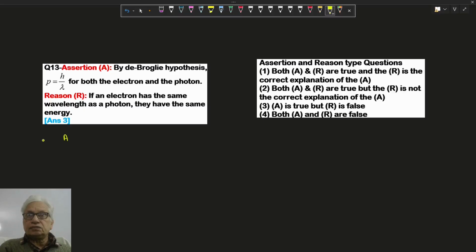Here the assertion: de Broglie wavelength, momentum is given as h upon lambda, where lambda is the de Broglie wavelength. It is true for electron and proton. Again, the assertion is correct. What about the reason? The electron has the same wavelength as the proton, so they have the same energy. Maybe or maybe not. That is why the reason is wrong. They may have different energy also. So the assertion is correct and the reason is wrong.